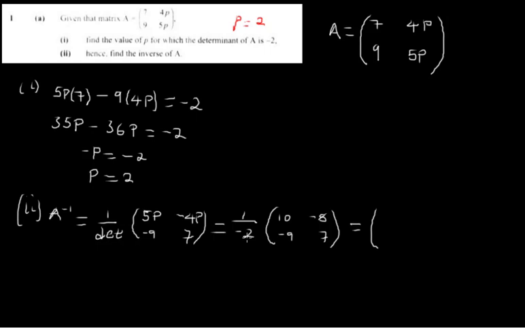So 10 divided by -2 will give us -5. -8 divided by -2 gives us 4. -9 divided by -2 will just remain as 9 over 2 without the negative signs. And 7 divided by -2 will be -7 over 2. And just for doing that, I believe you would be awarded full marks for this question.